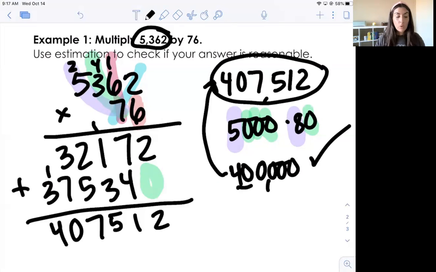Okay, hopefully this was a quick and easy review for you of multiplying using the standard algorithm. And I will see you in class for more practice. Thank you for your hard work.